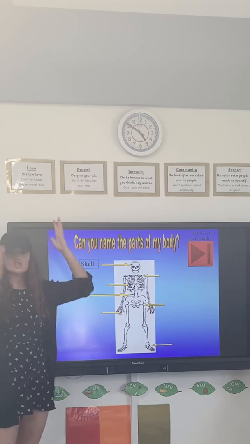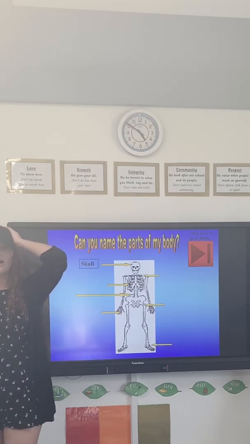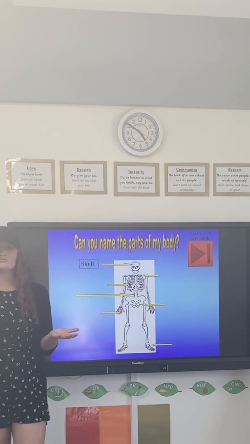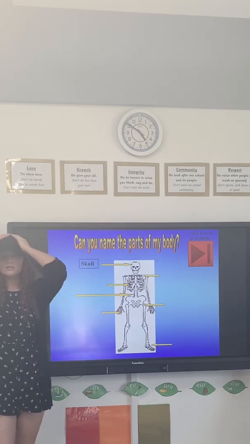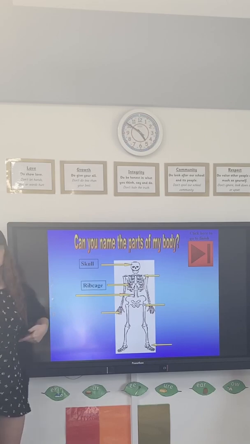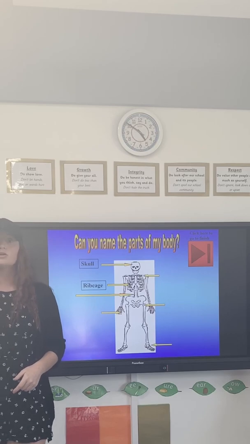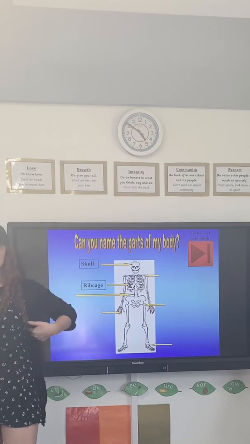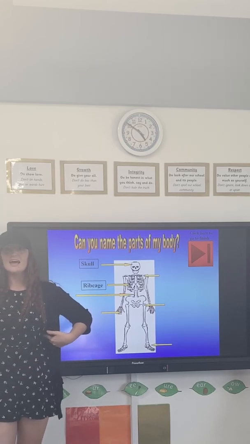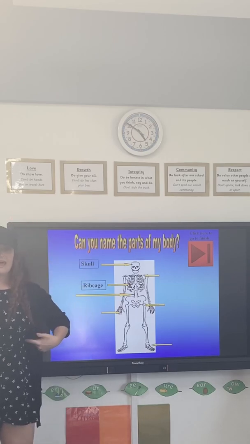So the skull, see if you can say that, the skull. And the skull is the hard bone that protects your brain, so it's really important, the skull. Then we have the rib cage, so that's protecting the vital organs of your heart and your lungs that help you to breathe. That's your rib cage, and you can feel it actually here. So we've got our skull and our rib cage.